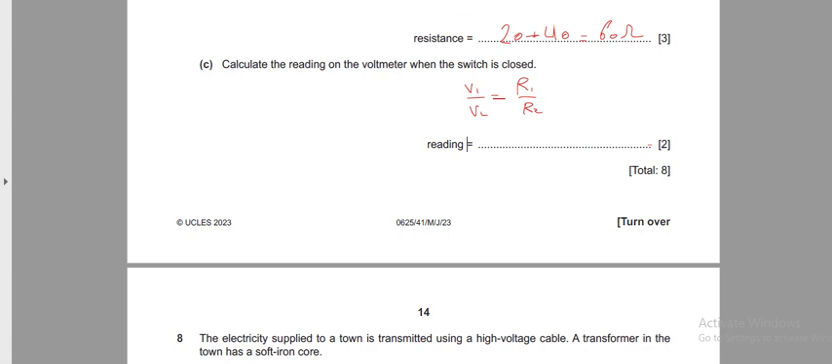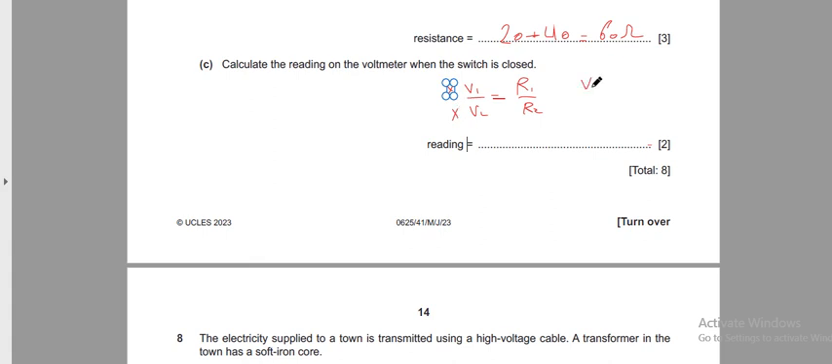We can use the equation of the potential divider, which is V1 over V2 equals R1 over R2 for the two resistors connected in series. But here this relation will not get us to the required answer, because V1 is not known, we want to know it, and V2 also, so we cannot use this equation.